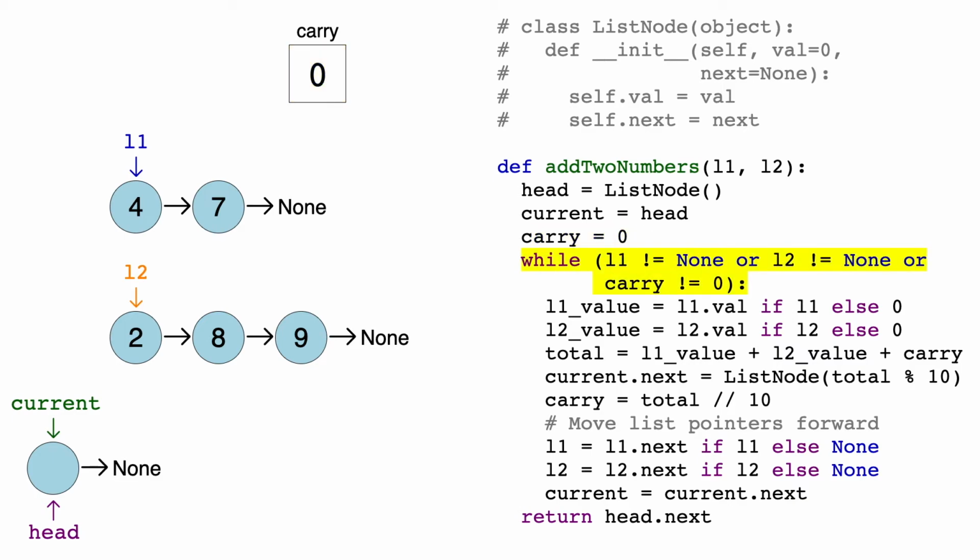Then we'll enter the loop that'll add the nodes together. The three conditions to continue looping are that L1 can't be none, L2 can't be none, and the carry can't be 0. If any of these conditions are true, that means we still have more numbers to add.